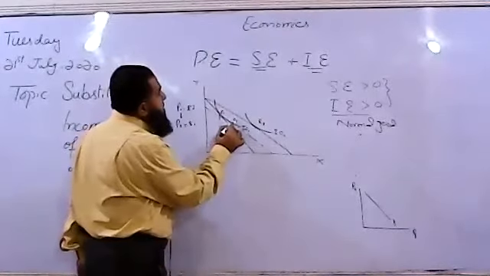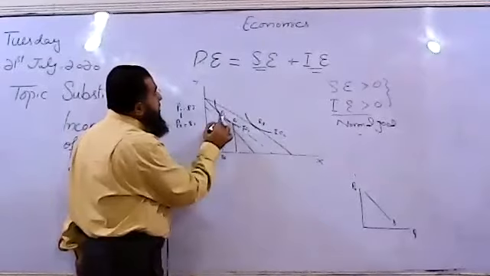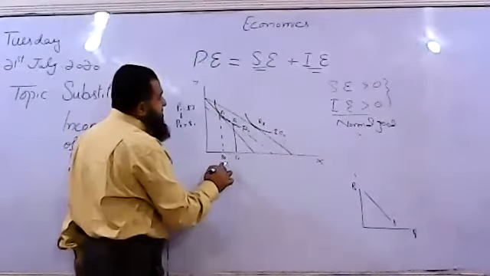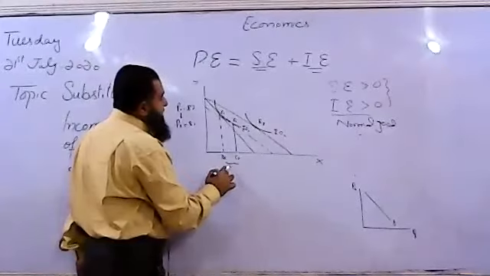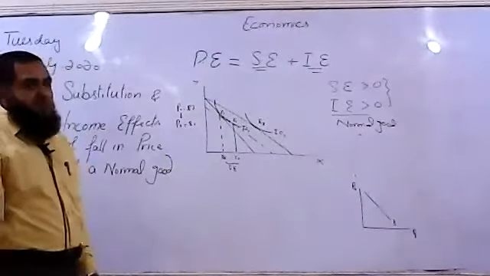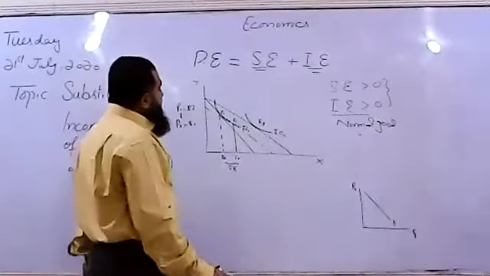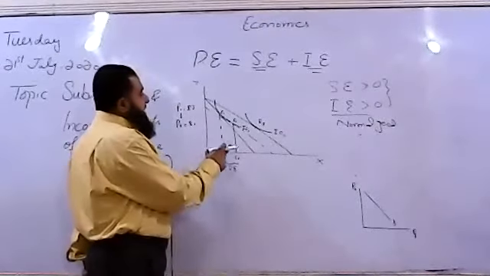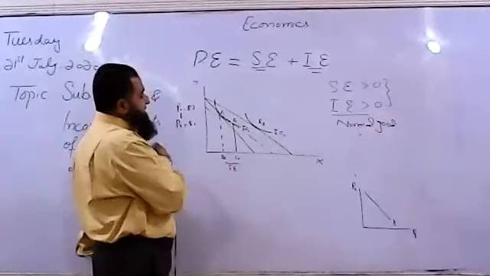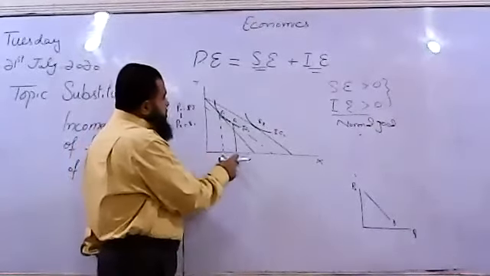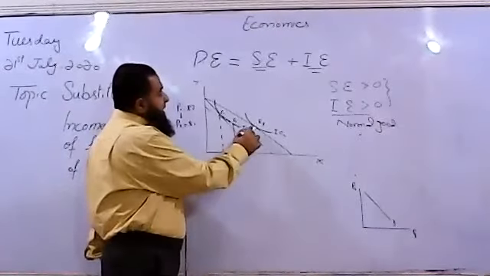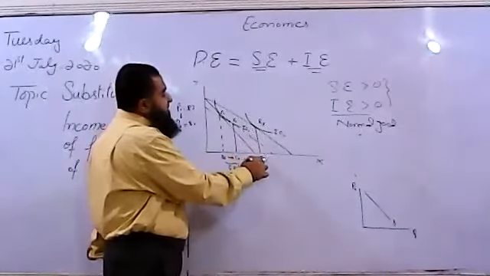At this point, this movement from E1 to E2, that is 5 units of X, these 2 units are increased by the consumer. That is called the substitution effect. He is increasing the consumption of X due to the fall in the price of X, since it is relatively lower priced than commodity Y now. So he is increasing the consumption of X by 2 units. Now, finally, he is consuming 8 units of X.